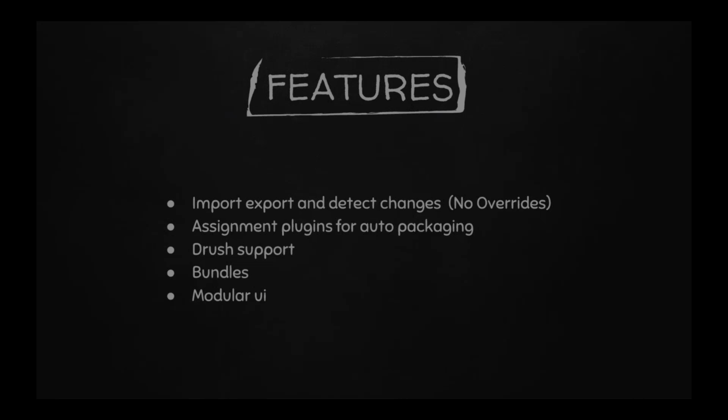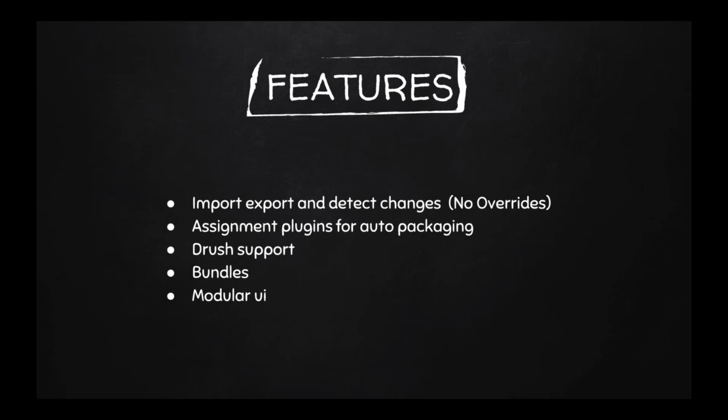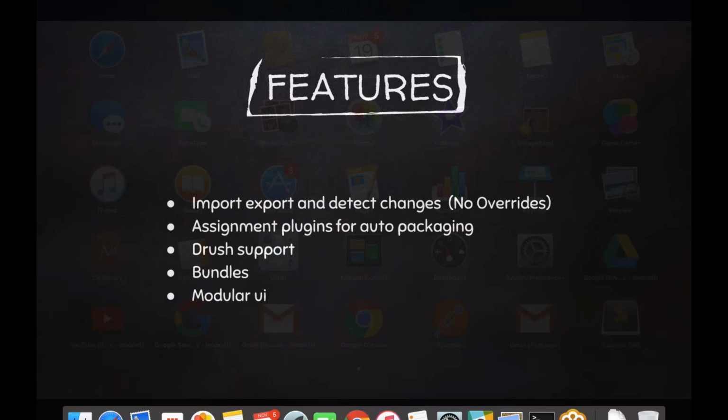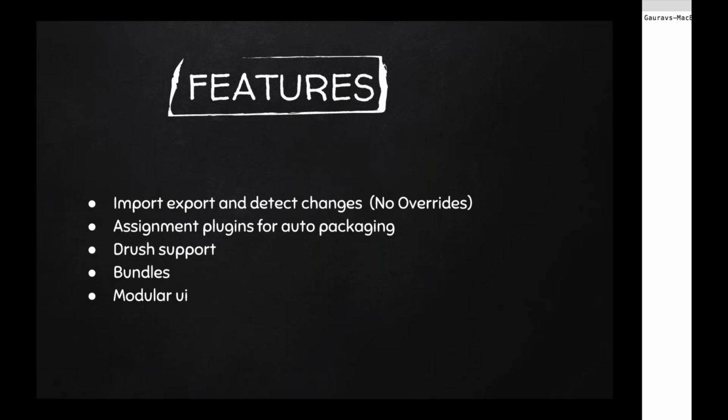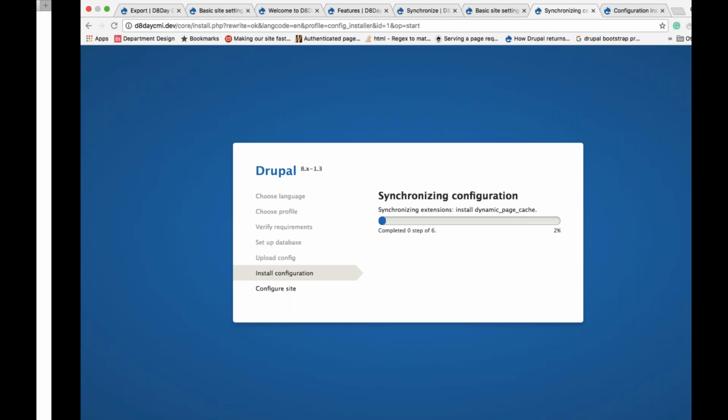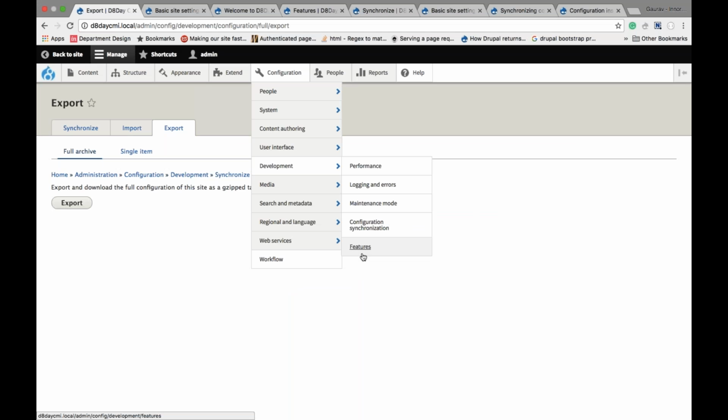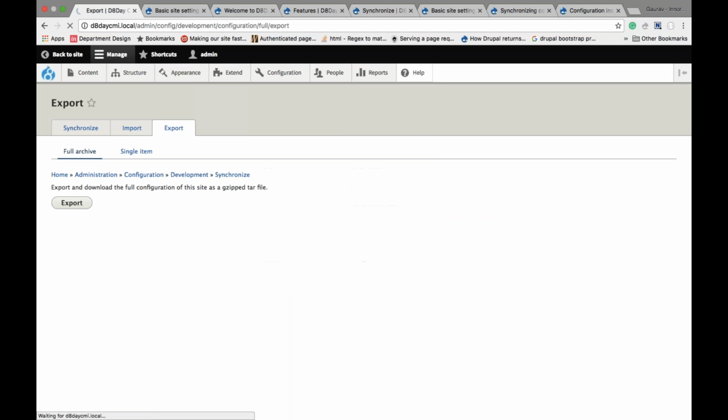So they can automatically detect changes. They can auto-package depending on the dependencies in configuration, with better Drush support and a modular UI. So let's see how this UI is in Drupal 8 for features. Now, how do these features work basically? You have a configuration for views. In that configuration, you will have some dependencies: my view depends on this particular content type, and this view depends on this particular image style. So features will automatically identify all such dependencies and package them into a module. That module is called a feature.